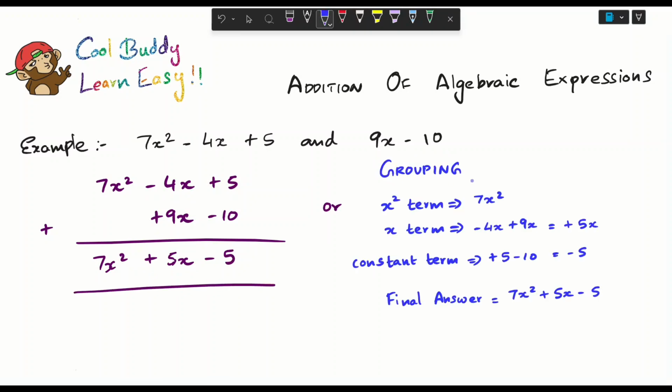Another method is grouping. We have to group the terms according to the variable and its power. First the x squared term, 7x squared. The next term, minus 4x plus 9x, we will get plus 5x. And then the constant terms, plus 5 minus 10, and we will get minus 5. Finally, the answer will be 7x squared plus 5x minus 5.